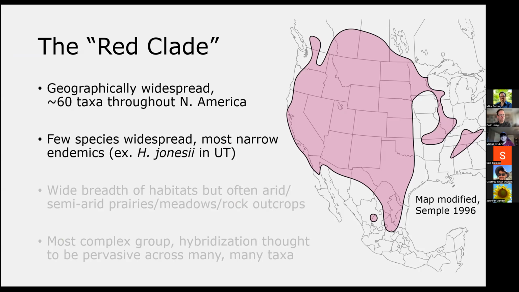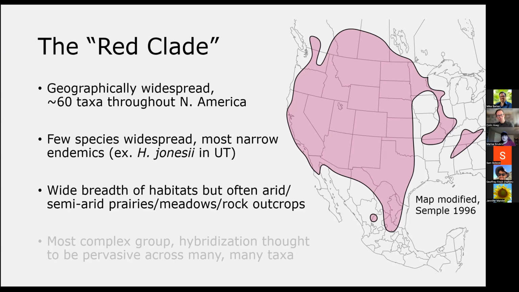There are a few widespread species, like Heterotheca villosa in the strict sense, but most of them are relatively narrow endemics, like Heterotheca jonesii in southwest Utah. This is one of a few species that have become dwarfed, essentially, where there's only really just 2 or 3 inches to the entire plant, including its blooms and everything at full maturity.